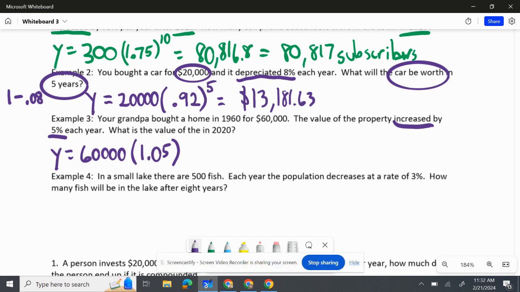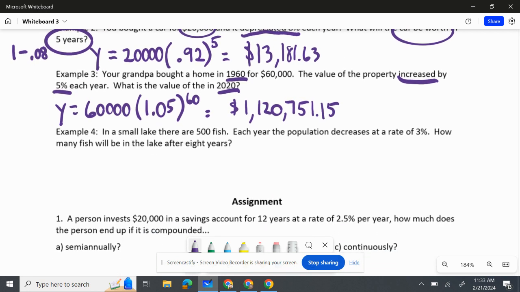Now, from 1960 to 2020, what we have is a difference of 60 years. And once again, this is a price, so we're going to round it to the nearest penny. And so what we get is $1,120,751.15.